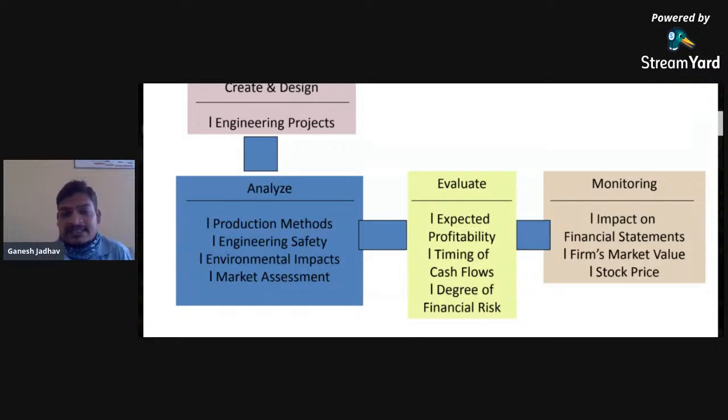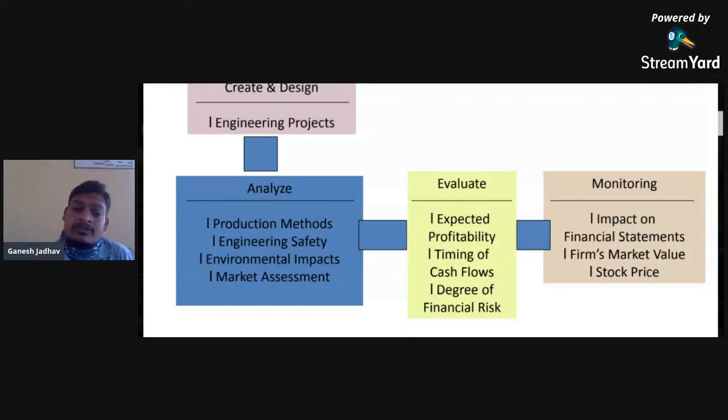Then the second step is the evaluation. Evaluate the expected profitability, so why the particular product is manufactured. Because we have to estimate the profitability also, the timing of the cash flow, and the degree of financial risk. If we do not take the risk, then we cannot get a good profit from that product.